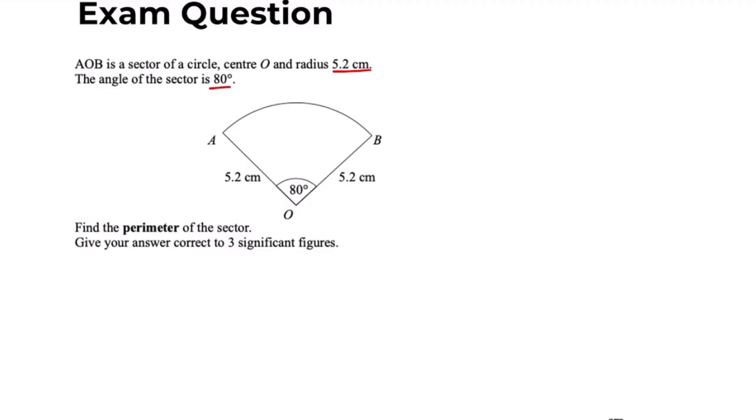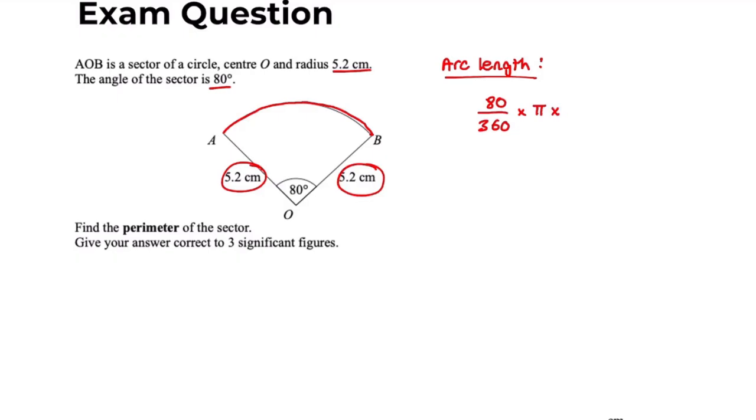Now, how do we work out perimeter? Perimeter is the distance on the outside. So the perimeter of the sector would be 5.2, add 5.2, add whatever this distance is. That would get you the total perimeter. So we need to work out the length of the arc first. To do that, we do angle, which is 80, over 360, multiplied by pi, multiplied by the diameter, which is double the radius. Doubling 5.2 gets us 10.4, so we multiply by 10.4.